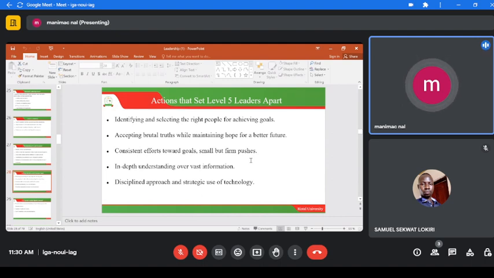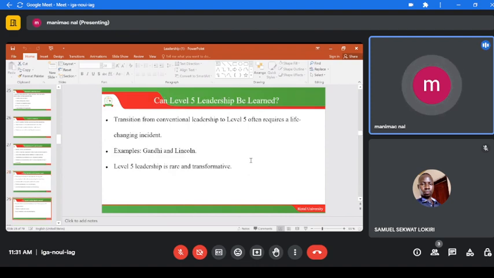The in-depth understanding over a vast information. It helps us to understand more in terms of the change of the information; we need to understand the depth of it. Disciplined approach and strategies, use of technology. Action that also has to be taken here is that we need to be disciplined in terms of the approaches that we're going to use, and in terms of the strategies that we're also going to use, which may also require use of technology. So we expect you to be knowledgeable, to know how to use that.